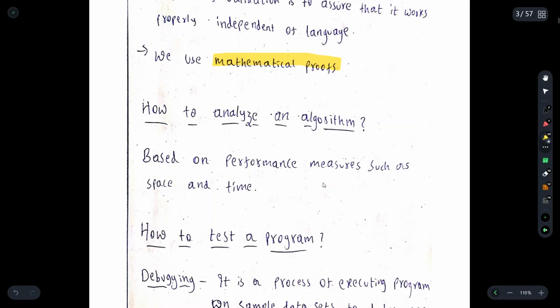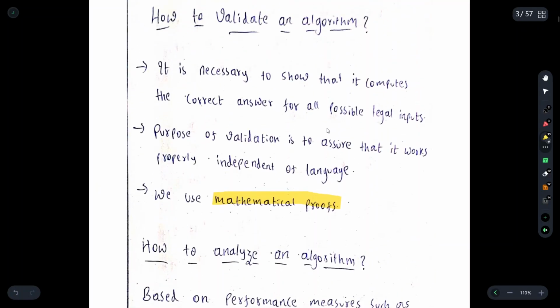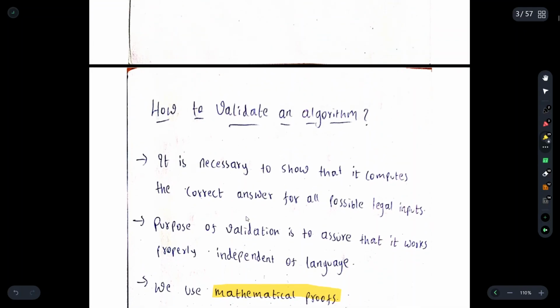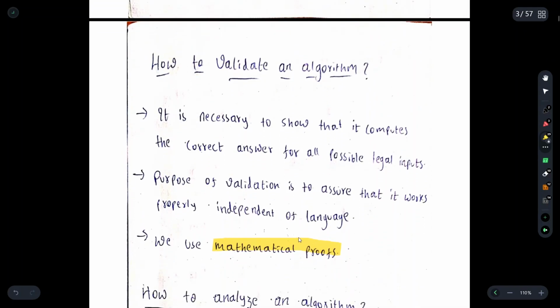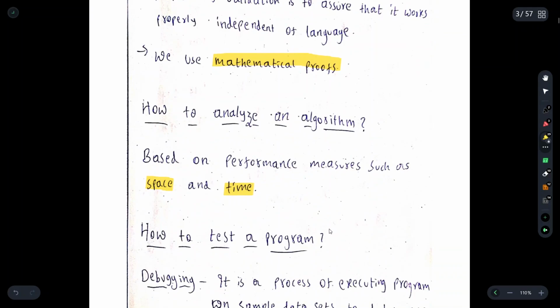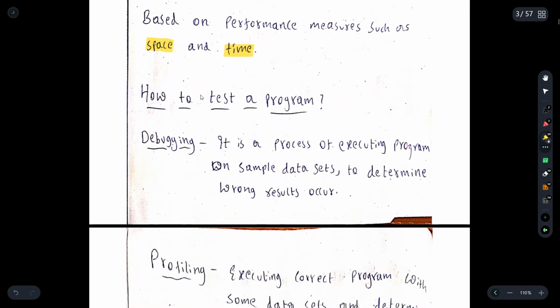We can consider the space complexity and time complexity. We can consider both for analyzing an algorithm. So validating is different from analyzing. Analyzing considers these two factors, whereas validating a particular algorithm depends upon testing that algorithm in different ways. And how to test an algorithm.